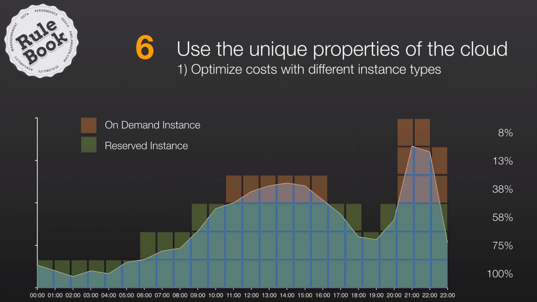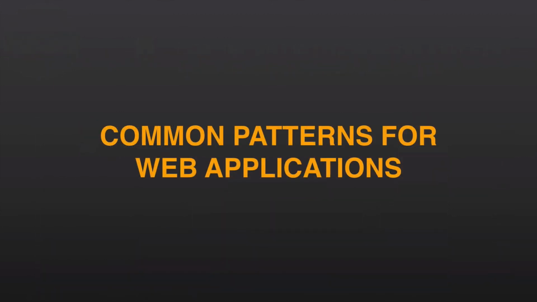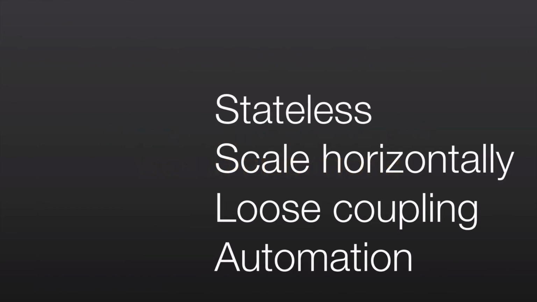than at others. So that concludes our rule book. Let's take a very quick look because we're running out of time, let's take a very quick look at common patterns for web applications. So 4 things that we see customers move towards as they become more mature in their usage of the AWS cloud.